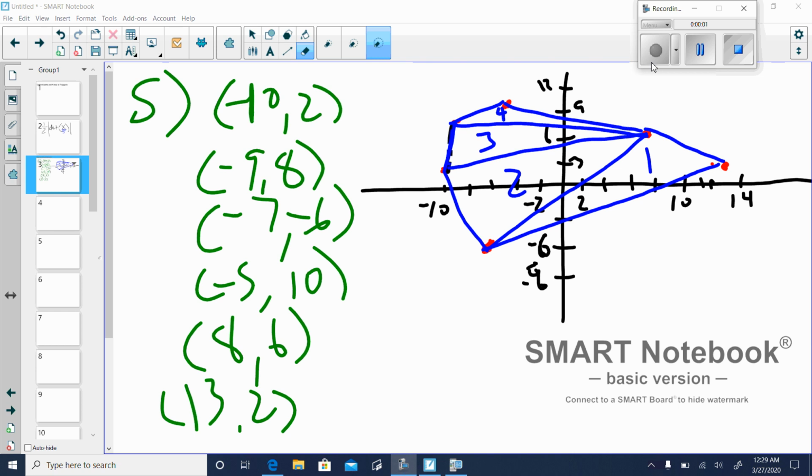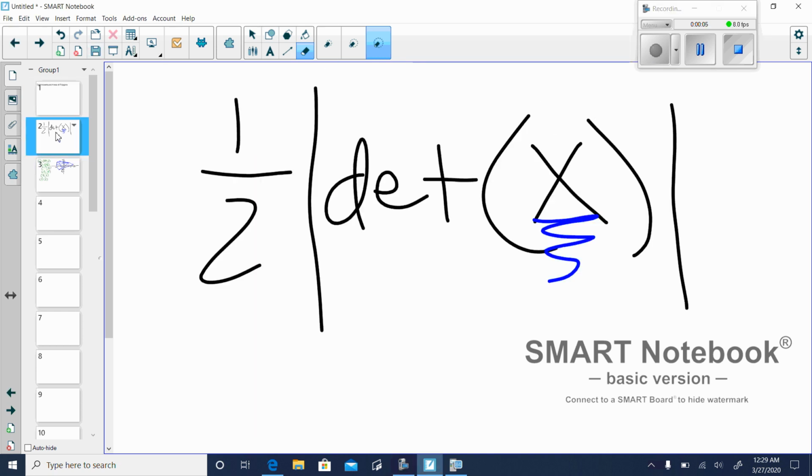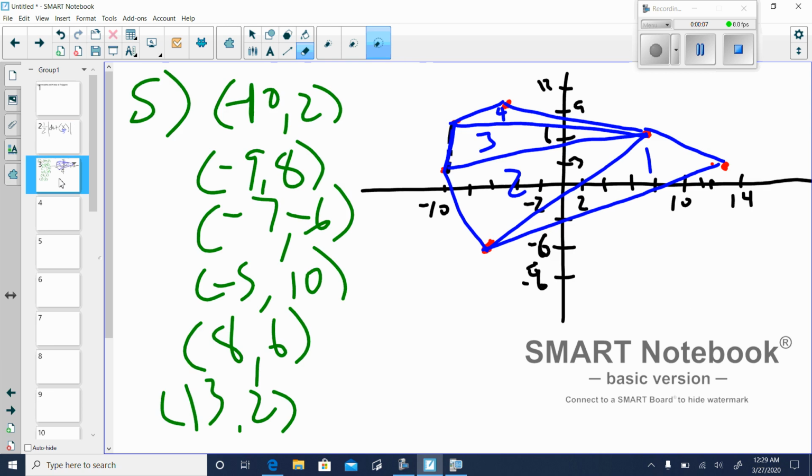All right, guys, let's take a look at number 5. This is from determinants and areas of polygons. This is the formula we'll be using for it. And we have 6 vertices right here. 6 vertices means we're going to have 4 triangles.